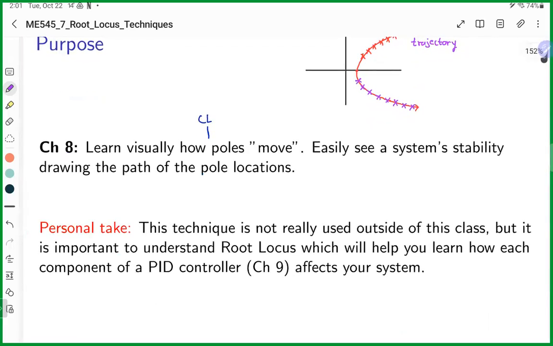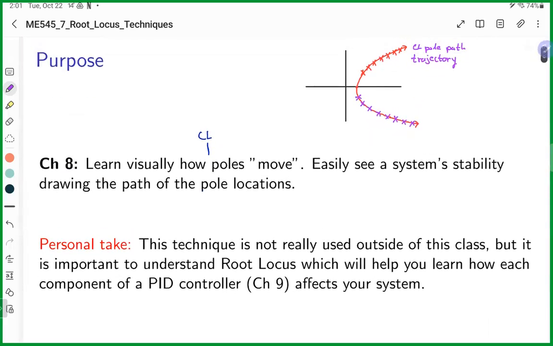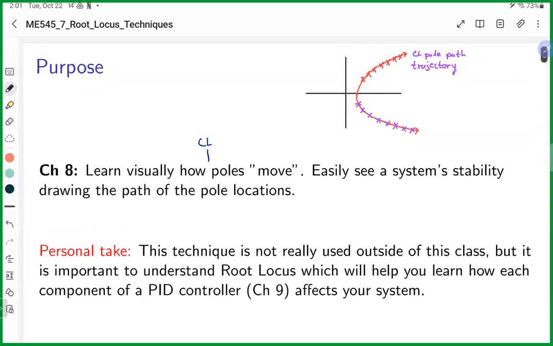My personal take on this is that it's not really used outside of this class, but it is important to understand root locus, which will help you learn how each component of the PID controller affects your system. So if you're a controls engineer in the field and you're asked to tune the PI or the PD parts of your controller, root locus will give you an explanation of why you're tuning each component, like why you're changing the gain for the integral part or the derivative part of the PID controller, instead of just playing around and seeing how it reacts. You will now learn why it reacts that way.